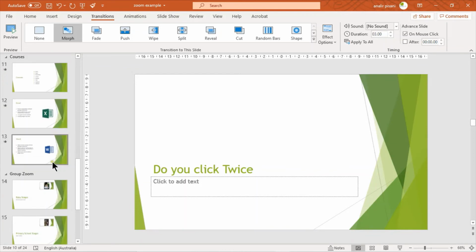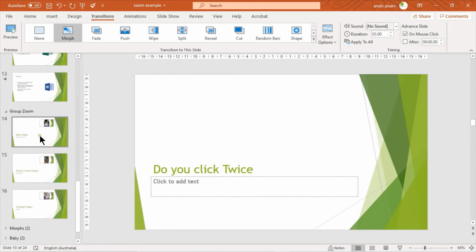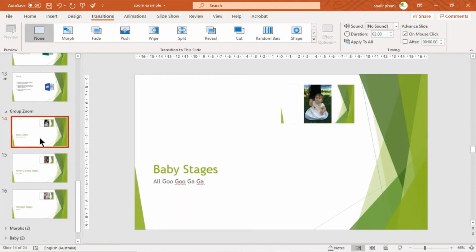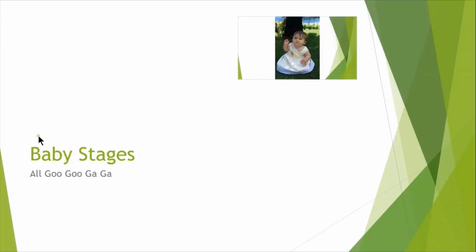Show you some more here. Another way we can do this one, so I'll show you the outcome first. So Shift F5. I've got the wording here, baby stages, and then what appears to be a picture up there, but in fact it's a link to not only one slide like we did before, but several slides.